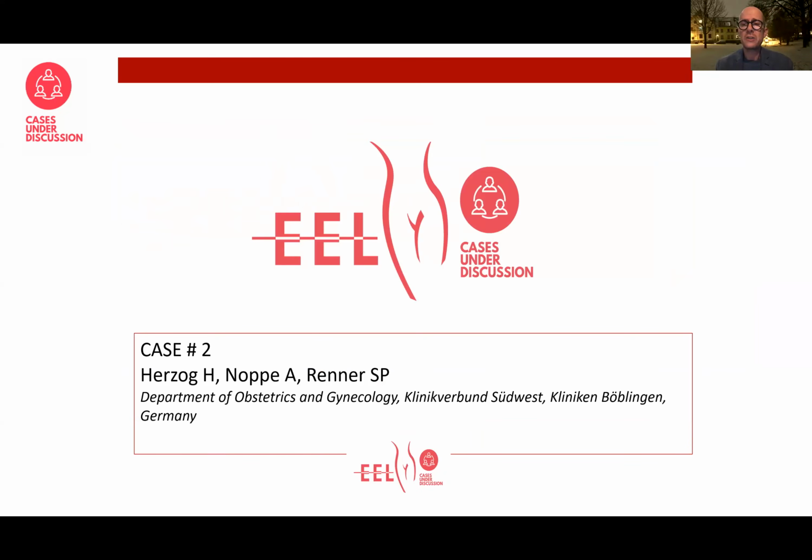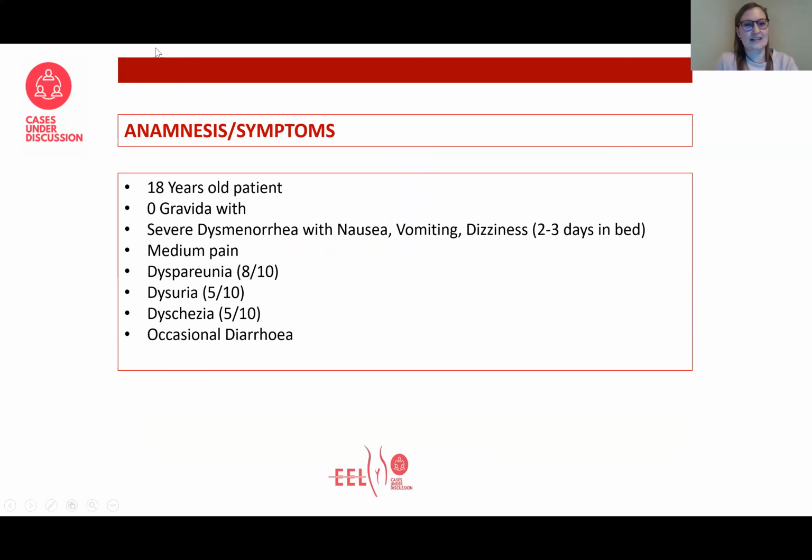The second case is completely different. And Andrea Noppev from Böblingen will explain this case to us. Hello, everybody. I'm pleased to offer you the second case today. The 18-year-old patient, 0 gravida, with severe dysmenorrhea, with nausea, vomiting, and also a heavy dizziness. She has to lie in bed for 2 to 3 days per month. She's also suffering from dyspareunia, dysgeusia, and dyschezia, and sometimes diarrhea.